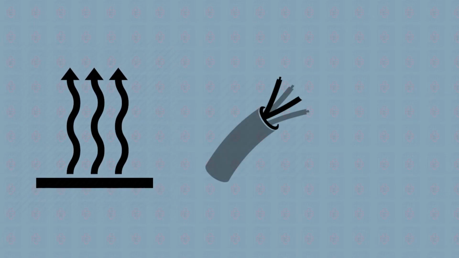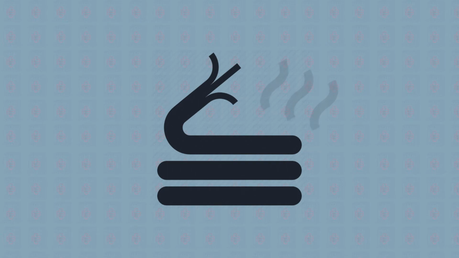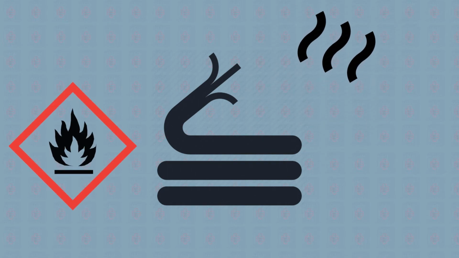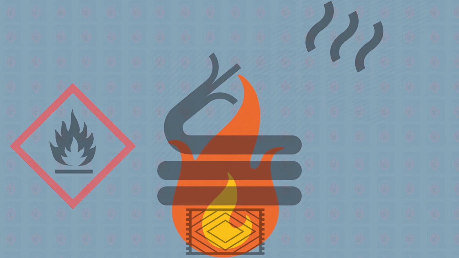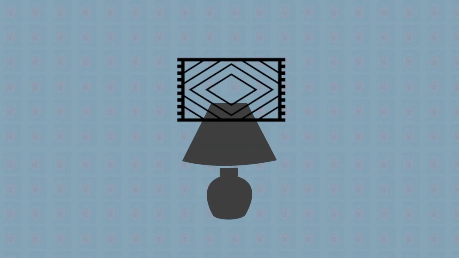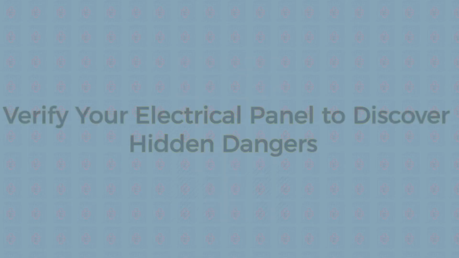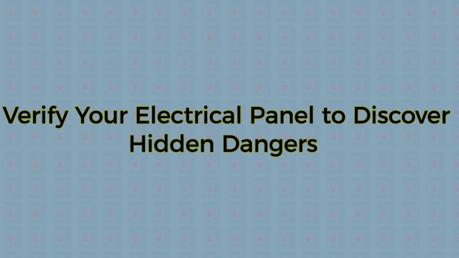Efficiency is important in home electrical wiring because it reduces the amount of heat the wire gives off when an electrical current passes through it. If a faulty old electrical wire is radiating heat and located near a flammable surface, like a rug, it could heat sufficiently to ignite and cause an unexpected electrical fire. This is similar to the danger of placing a flammable textile over a lampshade and accidentally letting the light bulb ignite it. Verify your electrical panel to discover hidden dangers.